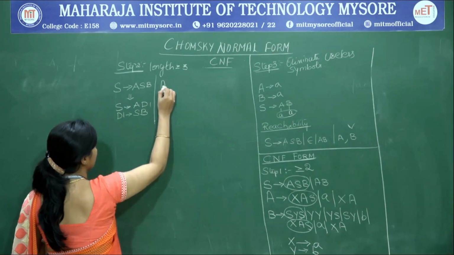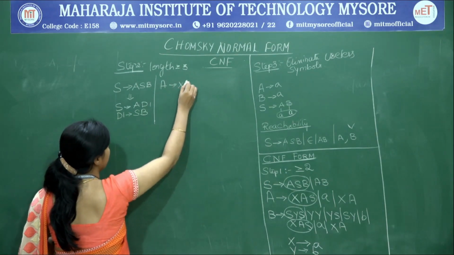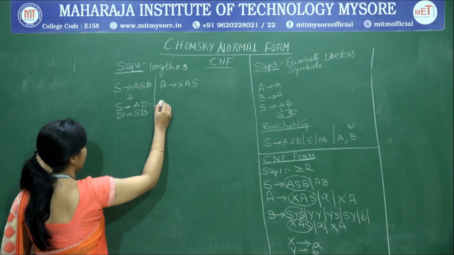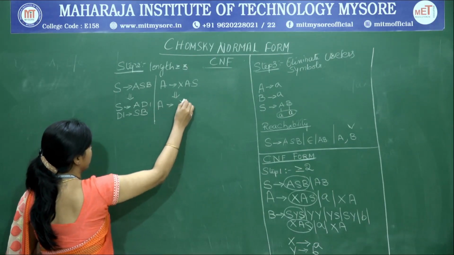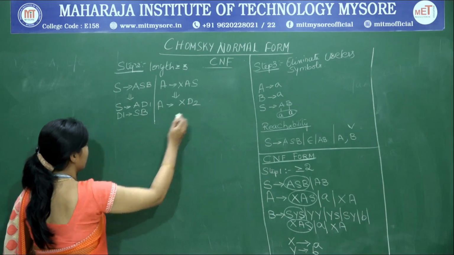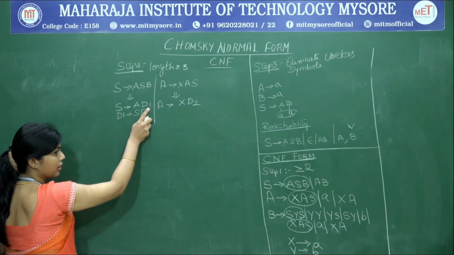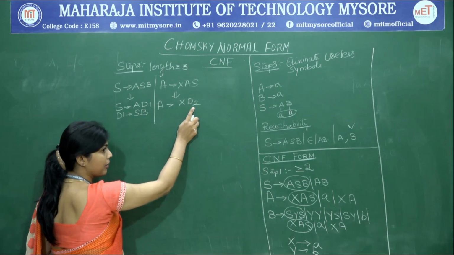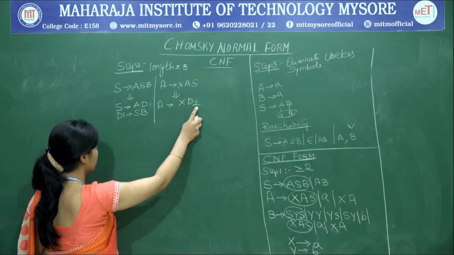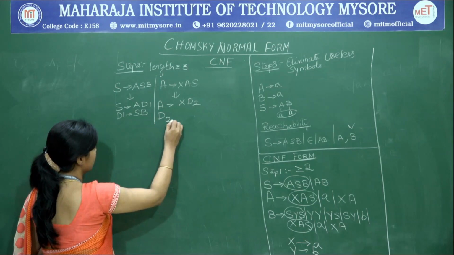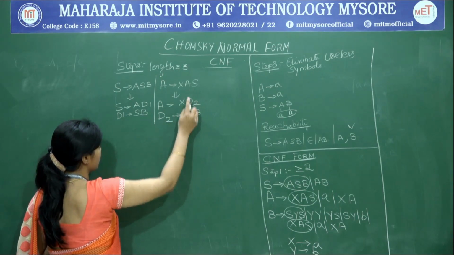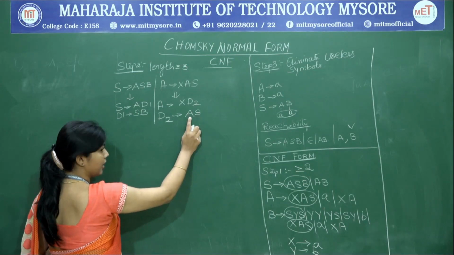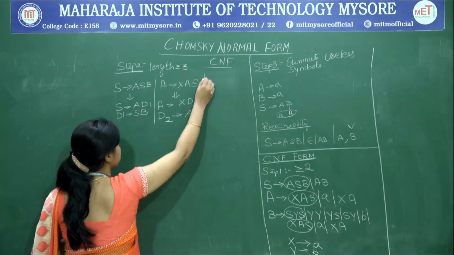Next we are going to consider A goes to XAS, and we are going to make the changes as A goes to X D2. Since I have used D1 here, I am not going to repeat the same variable. I am going to take a separate variable, that is D2. Next is D2 goes to AS, the last two symbols.